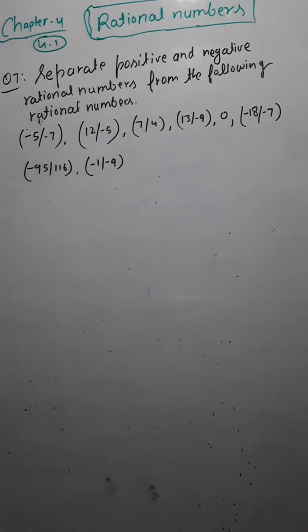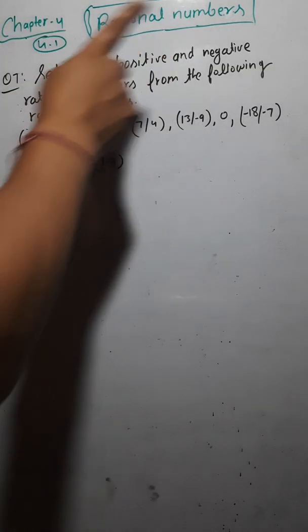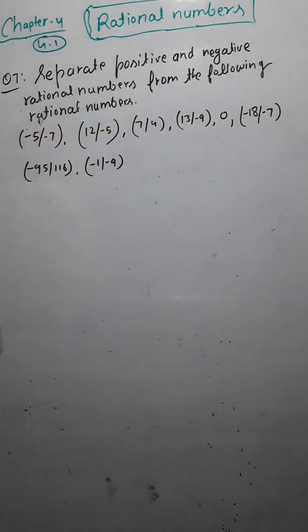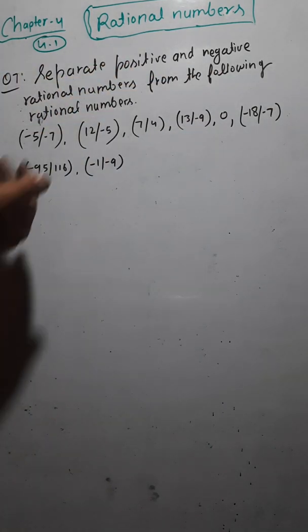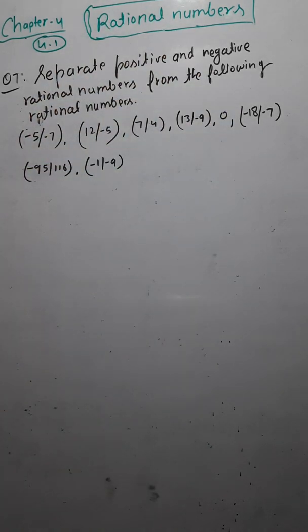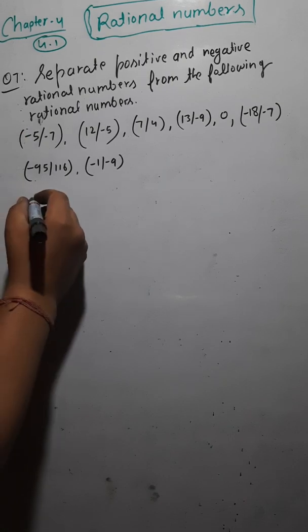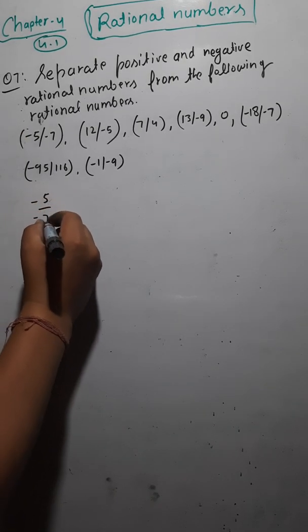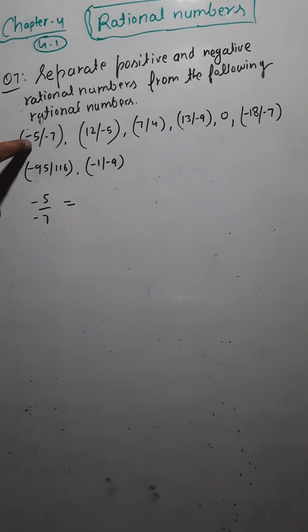Now this is the next question. The question is, separate positive and negative rational numbers from the following. So these are the rational numbers. You have to find which are positive rational numbers and which are negative rational numbers. So let me check one by one. Let's say minus 5 by 7. So just tell me, minus 5 by minus 7. First one, minus 5 by minus 7.